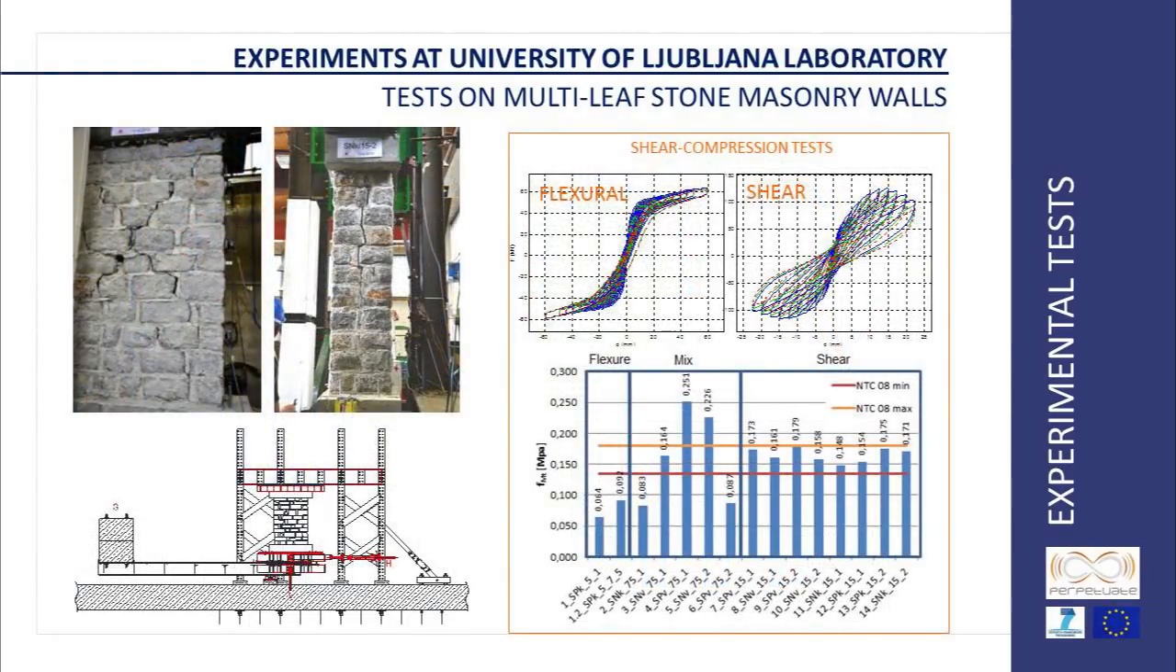Then, 15 cyclic shear tests with different levels of precompression and different boundary conditions have been performed. Depending on these 2 variables, flexural, shear or mixed failure modes were obtained. The strength of the walls obtained is consistent with that proposed in the Italian guideline for the seismic protection of cultural heritage from seismic risk.